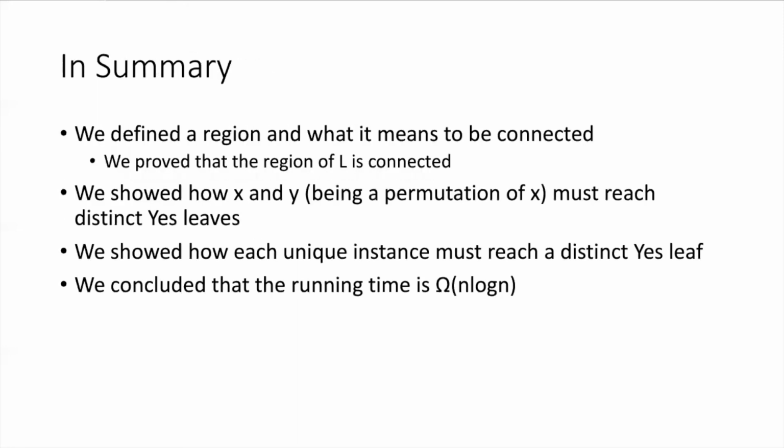So in summary, what have we done? We defined a region and what it means to be connected, right? We proved that the region of L is connected, right? We showed how x and y, being a permutation of x, must reach distinct yes leaves, right? And from that, we showed how each unique instance is going to have to reach a distinct yes leaf, which gives us our concluded lower bound running time of big omega of n log n, right?